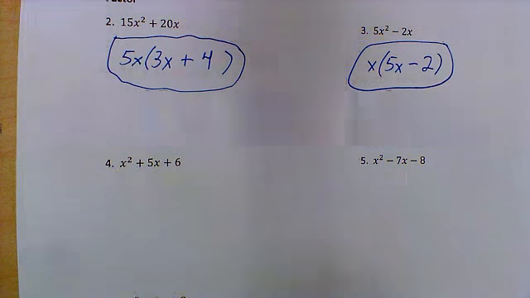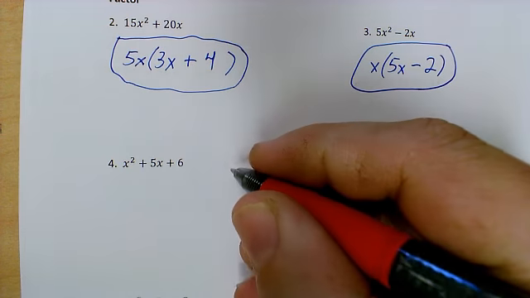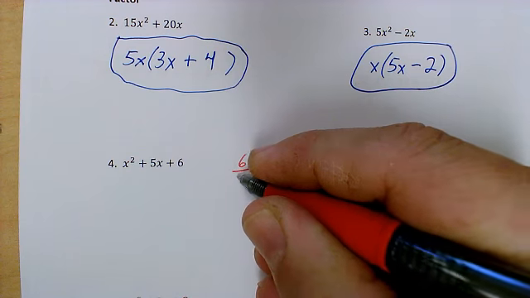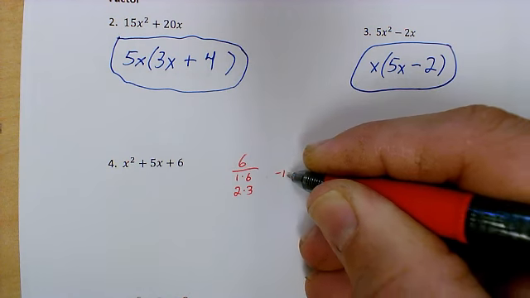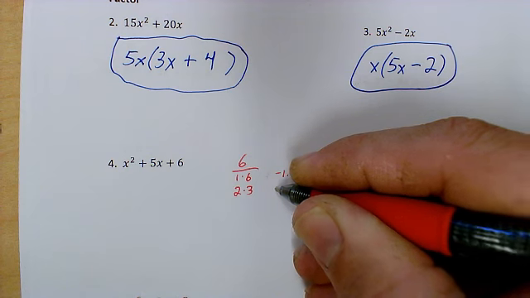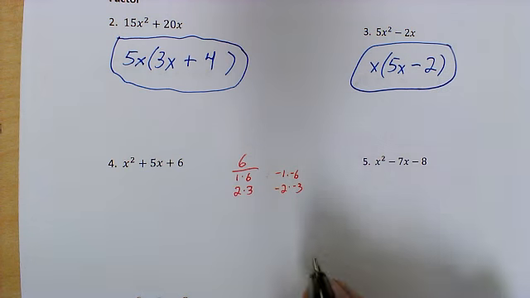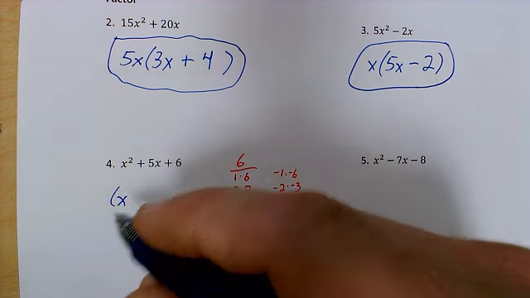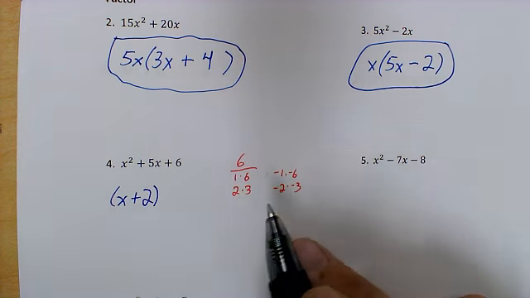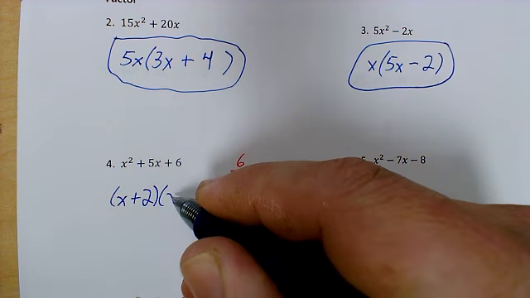Now, starting on number 4, there is no greatest common factor, so we are going to take the 6 that's out to the right and look for things that might multiply to 6 but add to 5. And when I write everything out that multiplies to positive 6, the only pair that will add to 5 is 2 and 3. So my factors are x plus 2 times x plus 3.